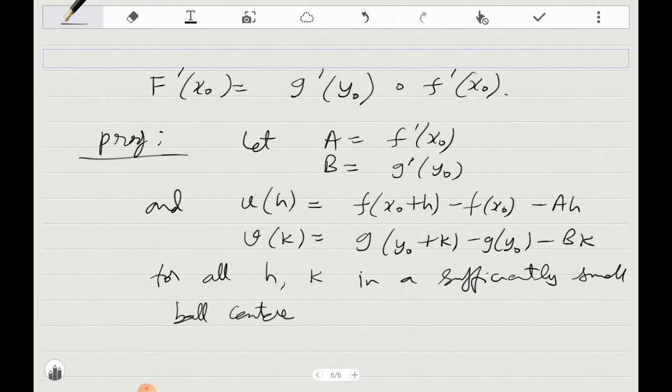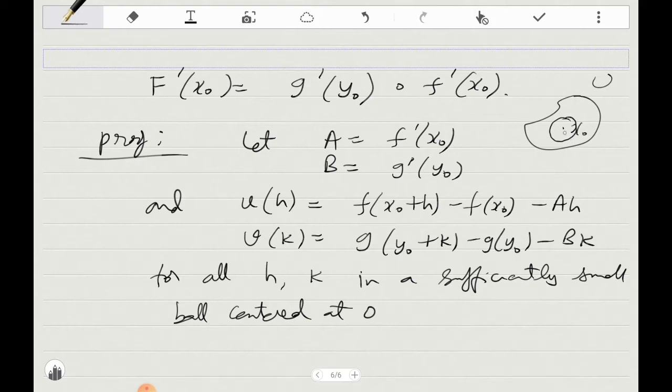The point is that f is defined on an open set. So x naught is a point inside this open set U. Therefore, it contains a ball around x naught. So anything of the form x naught plus h, where norm h is sufficiently small, will be in the domain of f.